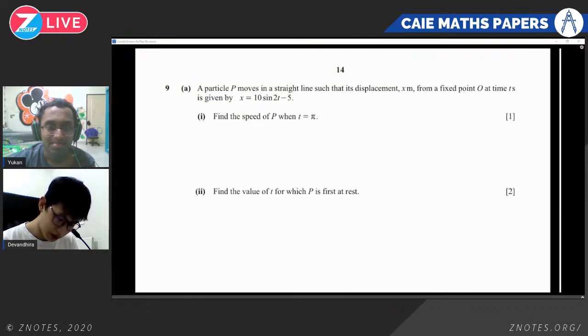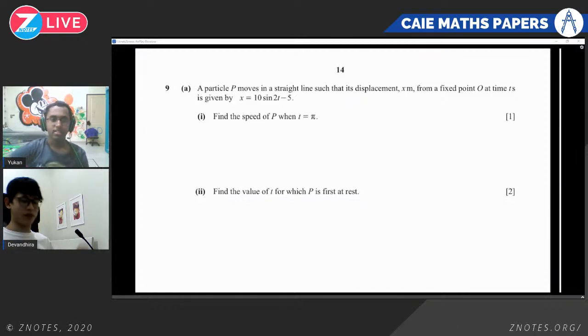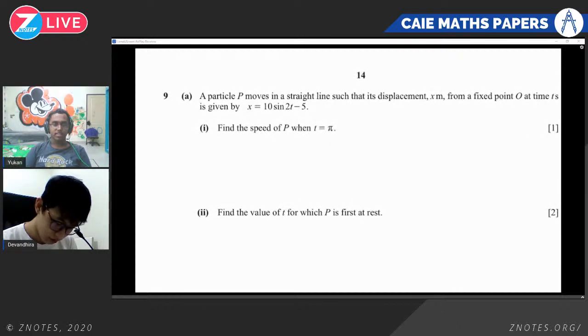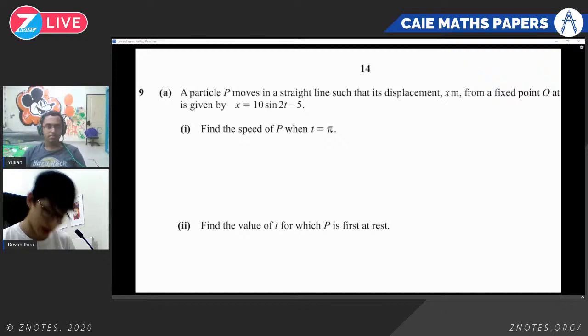A particle P moves in a straight line such that its displacement x meters from a fixed point O at time t seconds is given by x is equal to 10 sine 2t minus 5. Find the speed of P when t is equal to pi. How can we find the speed? They only give us the displacement. If we have an equation for displacement, if we differentiate it, we can get an equation for velocity. Exactly. So that means we have to find dx/dt, correct?